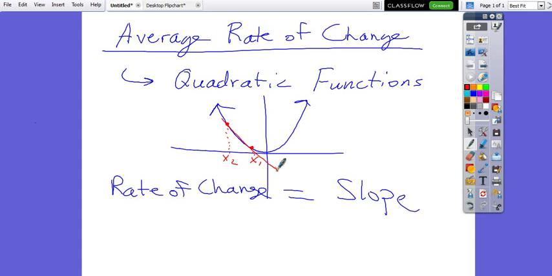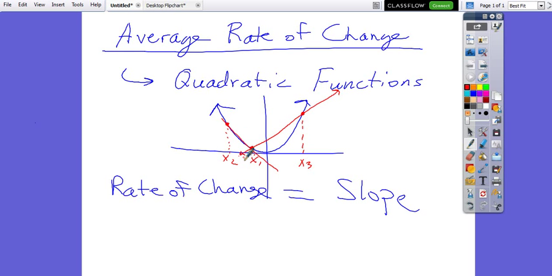Let's say I choose a couple other points. Let's say I choose a point over here. I should have labeled these things from left to right, but that's okay. I'm going to call this point x3, because this is just the third point. And I'm going to take the slope between these 2 points, between x1 and x3. Now what type of slope do I have? Positive slope.